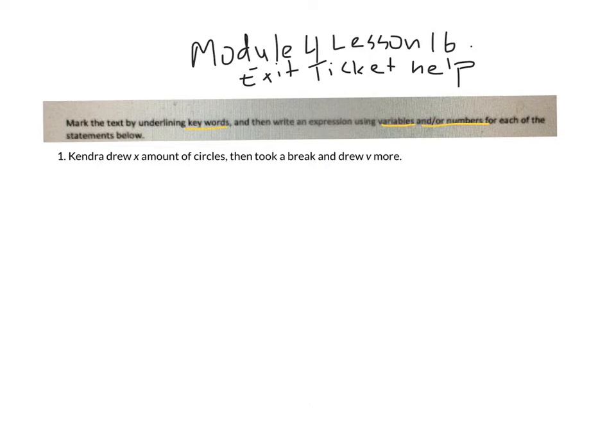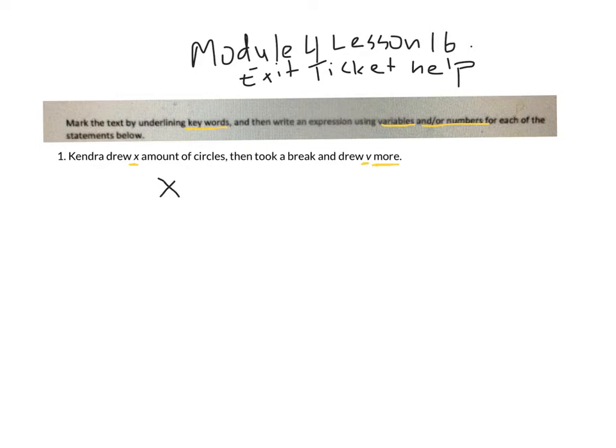All right, so the keywords here are drew X amount of circles, then took a break and drew V more, okay? So more is definitely a keyword. X is a variable, okay? V is a variable, and we don't have any numbers in here. So a lot of you guys got this one correct. This would just be X representing the amount of circles that Kendra drew.